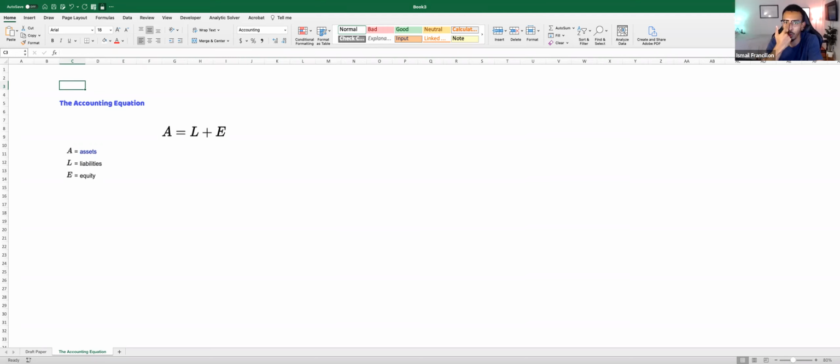move on to this idea of, once again, A is equal to L plus E. Assets is equal to liabilities plus shareholders' equity. Why does this matter? And once again, what is it? This is a formula, okay? So A must always be equal to L plus E. That has to be a rule to you, all right? A is always equal to liabilities plus equity. It's a formula. It's a golden rule that can never be broken, okay?